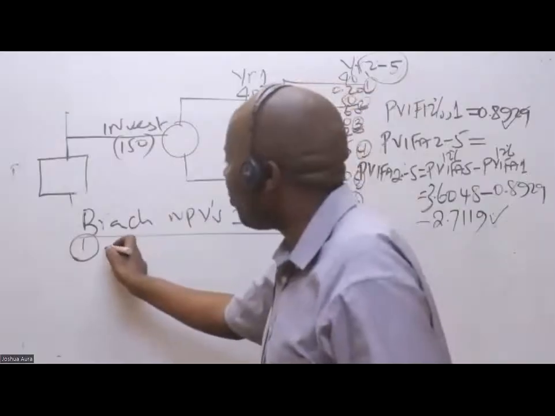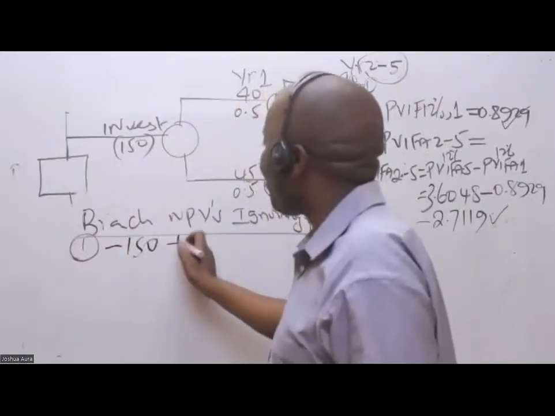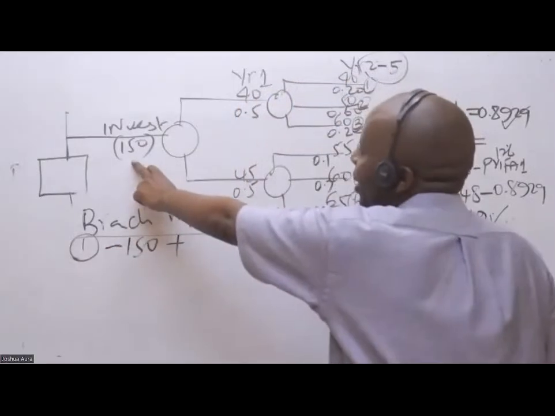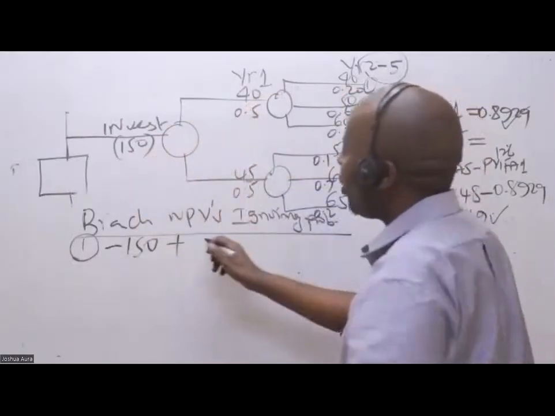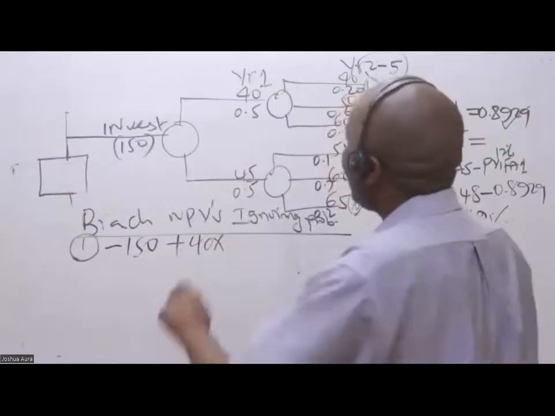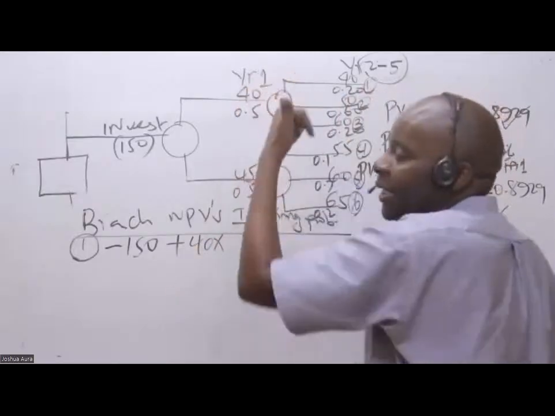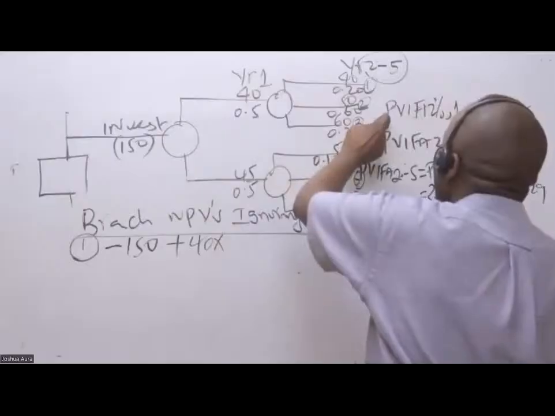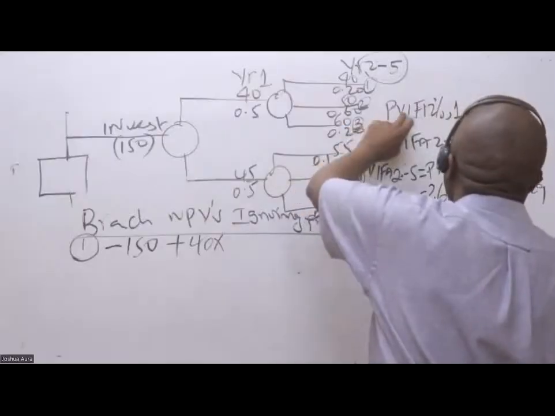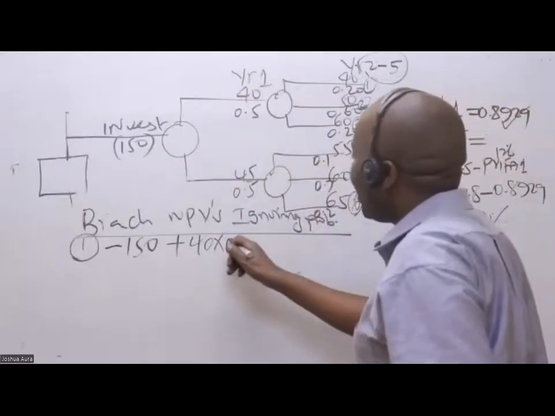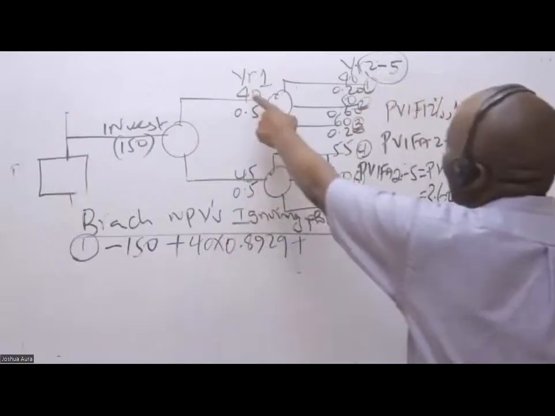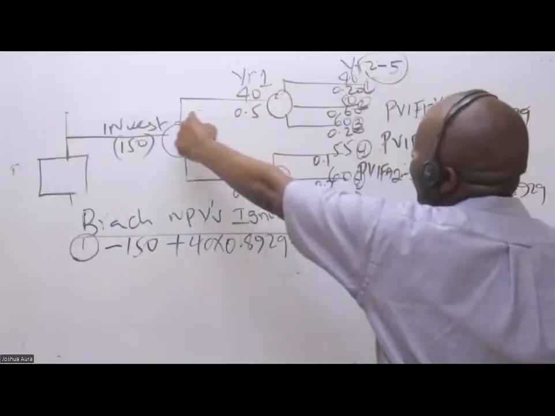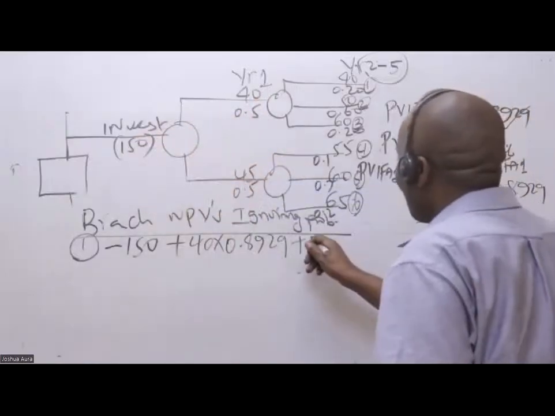So in this case, for branch number 1, it's minus 150 plus. These are negative. For branch number 1, I can see the next cash flow is 40. So I'll take 40 times PVFA for year 1. I'm discounting PVFA for year 1. You gave me this figure, 0.8929. Plus, for branch number 1, we have here 40.